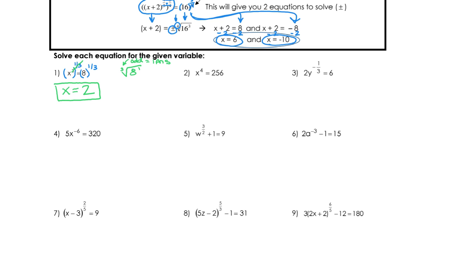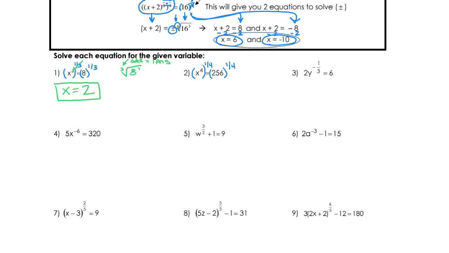All right, in number 2, we could do the same thing, and we could say, hey, to get rid of a square, we could square root. To get rid of a fourth, we could fourth root. Or if we want to get in shape of doing our fractional exponents today, we're going to use the reciprocal power. So the reciprocal of 4 is 1/4. And so if we raise x to the fourth, raised to the 1/4, that will get rid of our exponent. But if we do it on one side, we have to do it on the other side.